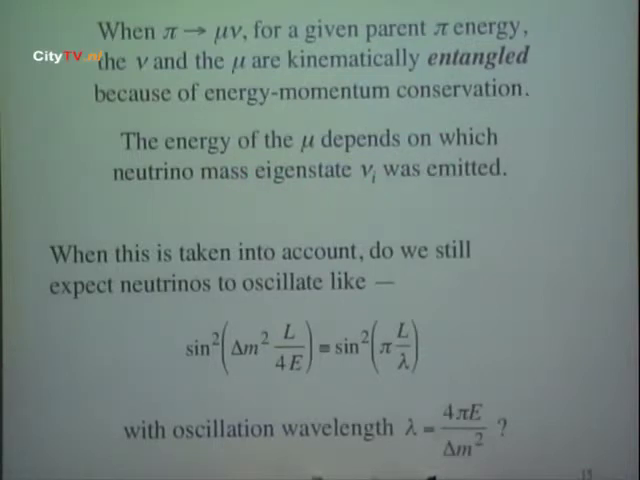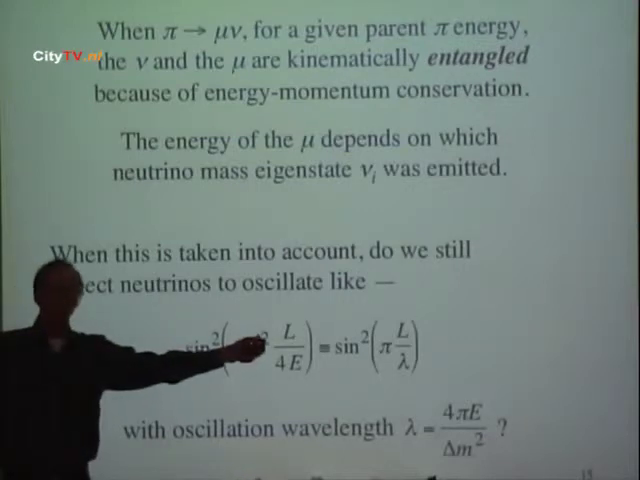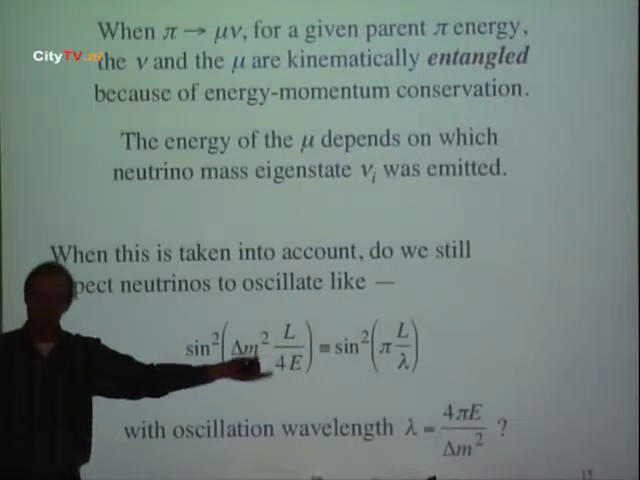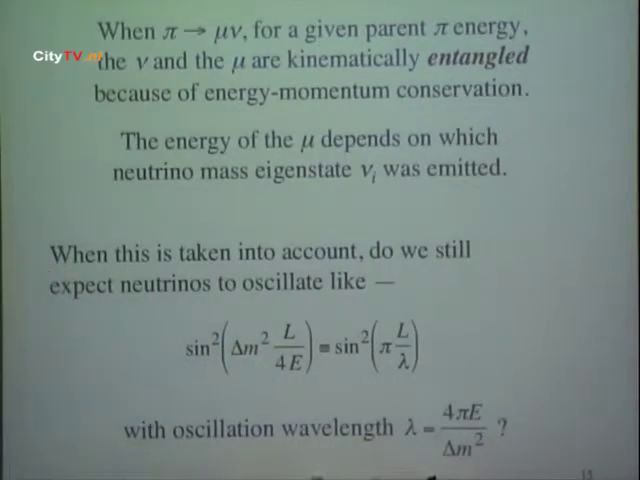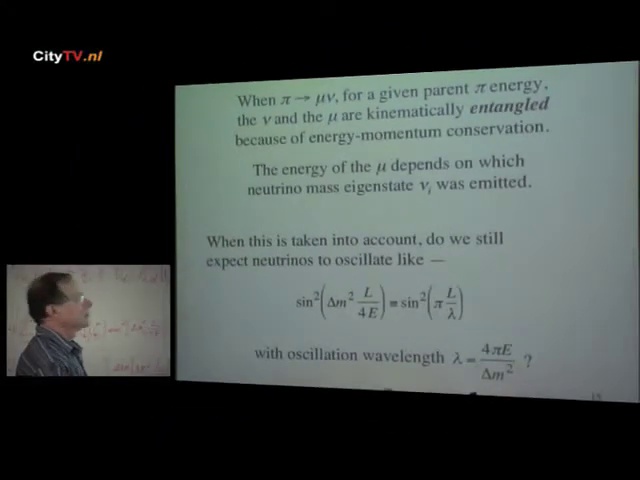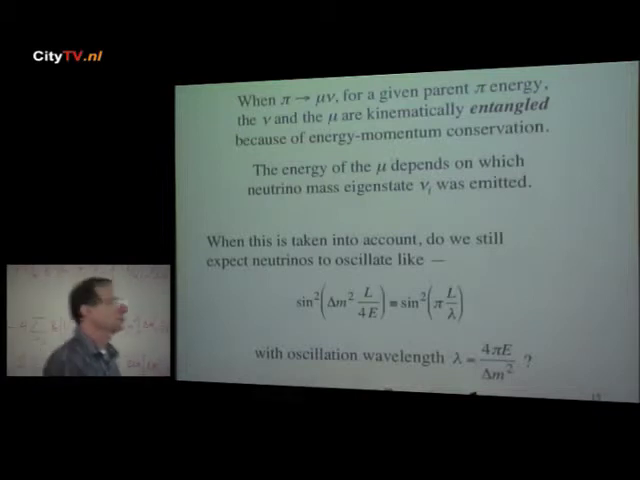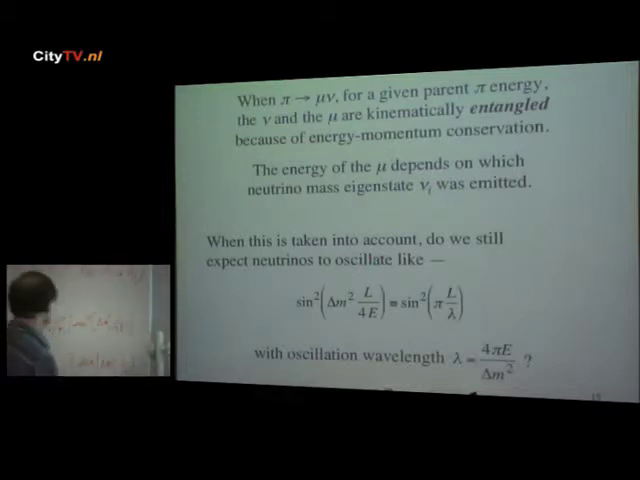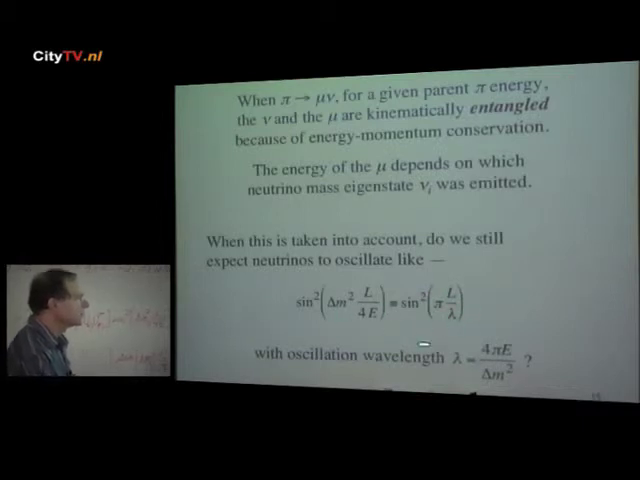That's what you mean by quantum entanglement. You have a decay into two particles. They go out in opposite directions. The properties of this are entangled with the properties of that. They're not independent. So you can ask, when that is taken into account, which I did not do in deriving these formulas, do we still expect neutrinos to oscillate like this function with an oscillation wavelength which is defined that way, and you can just solve equating these two things, 4 pi E over delta m squared?